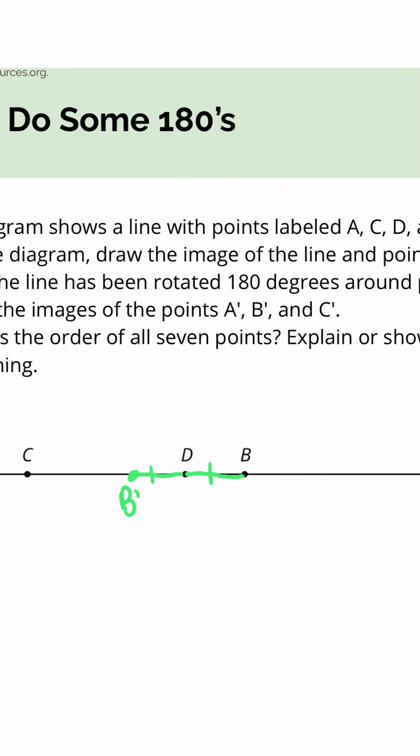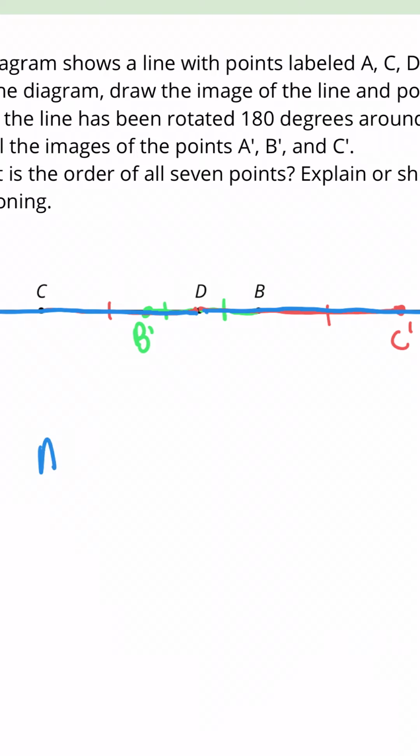and this is B prime. Then we're going to measure from C to D, and we're going to go the equal distance on the other side because that would be our 180 degree rotation, and we get C prime. We're going to do the same thing from A to D and D to A prime. And there are 3 points after the 180 degree rotation around point D. This would be the order of our points.